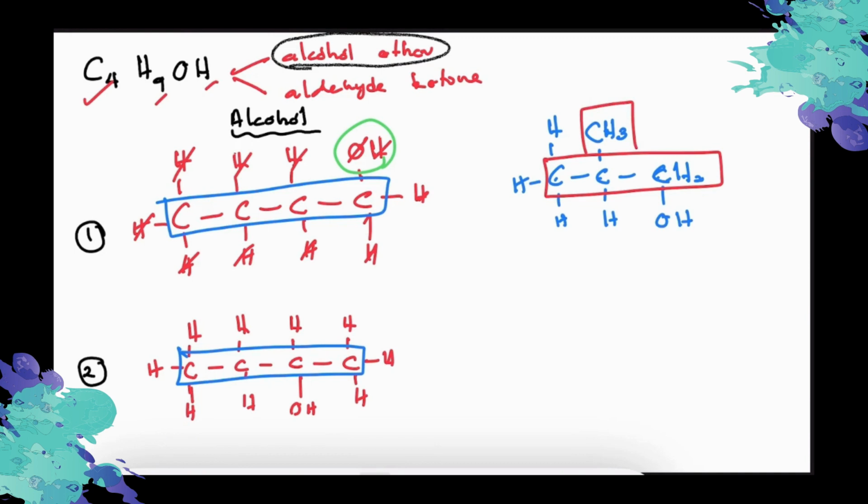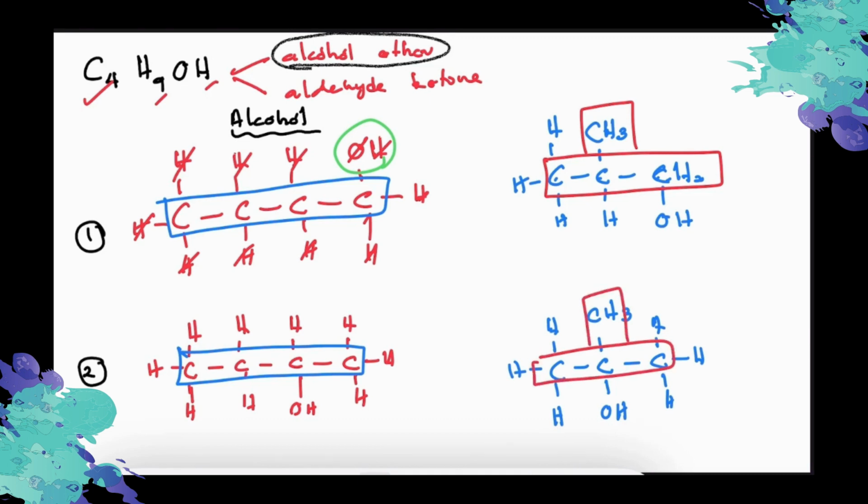And can we draw another structure for alcohol using the same chain? Maybe we can switch the position of the OH. 1, 2, 3. The CH3 would be here and the OH can be here. Okay. And this is the chain.